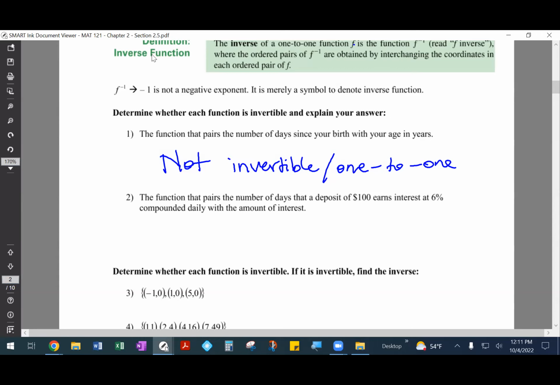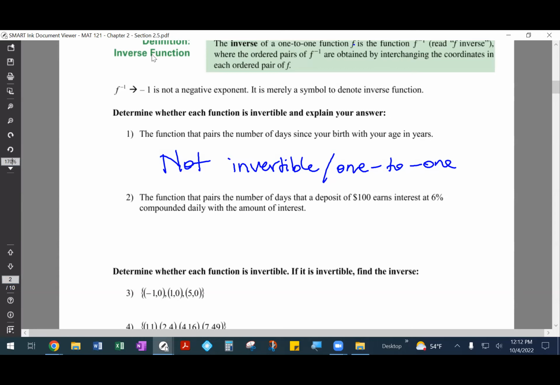So if you leave the amount of $100 in your bank account, it's getting 6% compounded daily for 30 days. So 30 days, and then how much interest you earn, would that relationship be one-to-one? Would it be unique? So that way, if I knew the number of days, I can calculate the interest. If I knew the interest, I can calculate the number of days. Yes? Anybody who feels no?